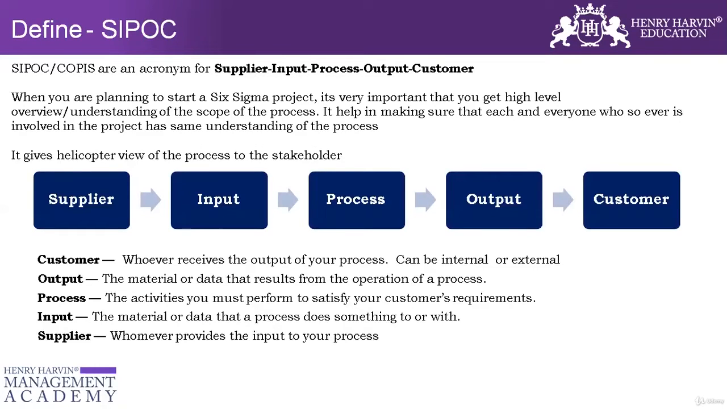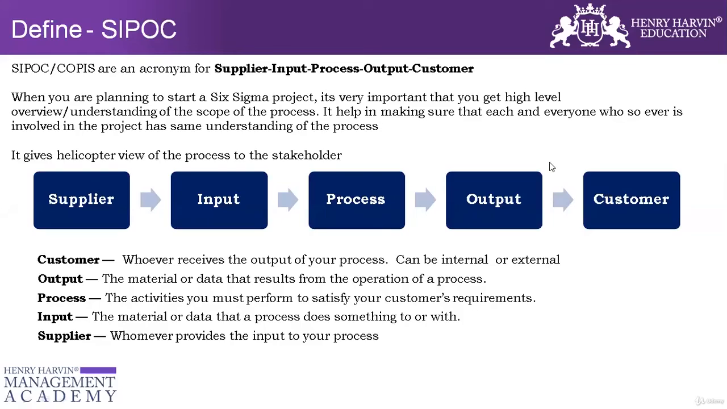Supplier is the one who is providing the service. Input is when we are entering any input into the system. Process is the very high level process, that is the P we mentioned. Against that process step, what is the output and who is the customer?